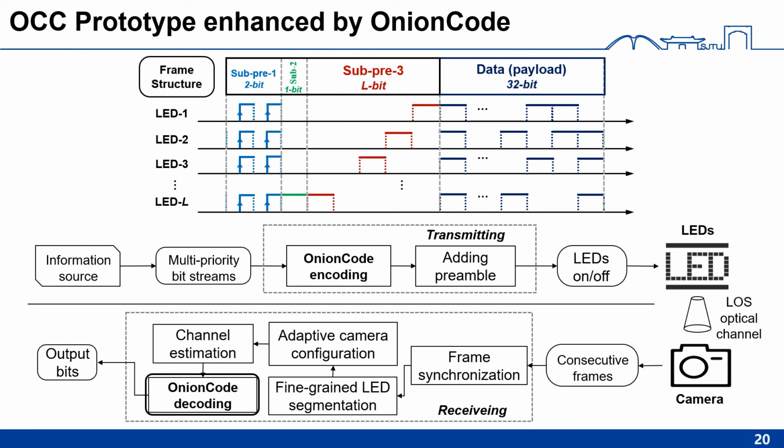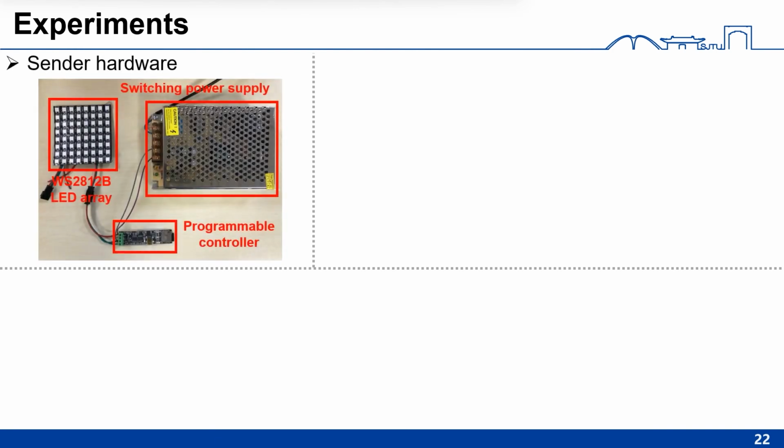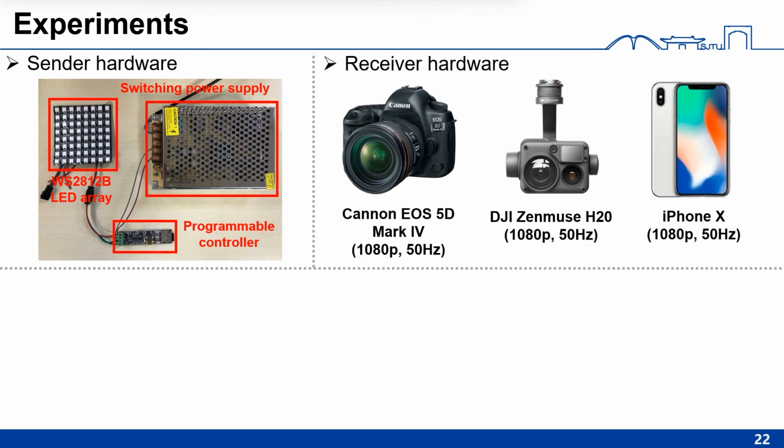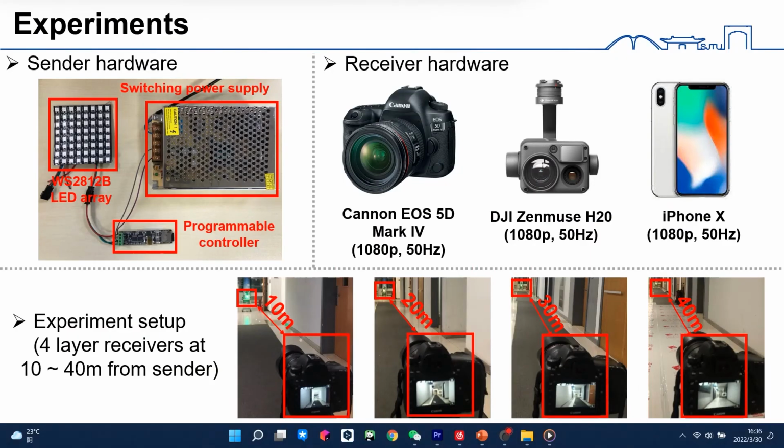In evaluation, we implement an ONIONCODE prototype, using a commercial off-the-shelf digital camera and LED array. For the sender, the LED array is controlled by a programmable controller and powered by a switching power supply. For the receiver, we test 3 types of commonly used cameras including SLR camera, drone-mounted camera and mobile phone camera. The receivers are placed at 10 to 40 meters from the sender to test the performance of ONIONCODE.